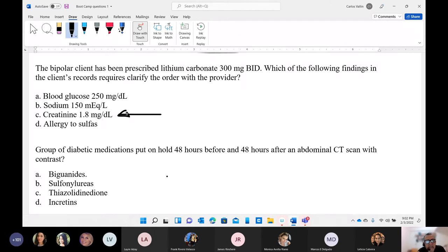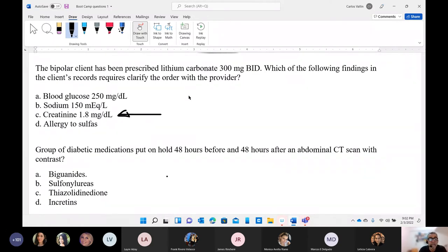Lithium is excreted through the kidneys. It's excreted by the kidneys if you have enough water and enough sodium in your blood, because it's exchanged with sodium and you need the water to have diuresis. But if the kidneys are damaged, no matter that you have an adequate amount of sodium and water, the kidneys cannot eliminate the lithium. Lithium cannot be given to patients with renal disease.